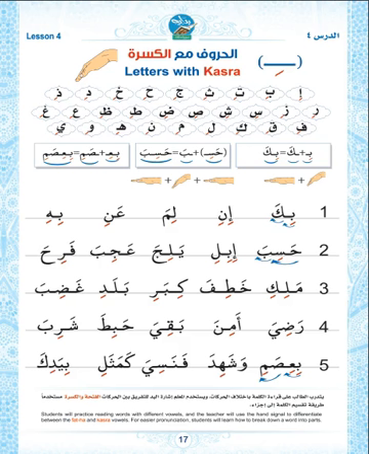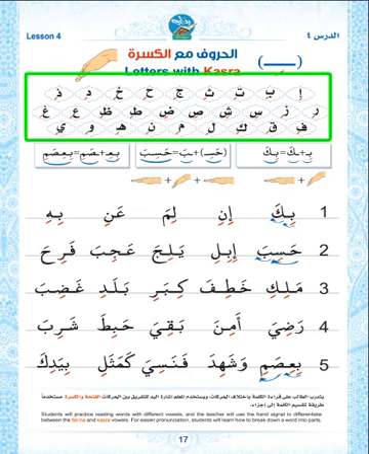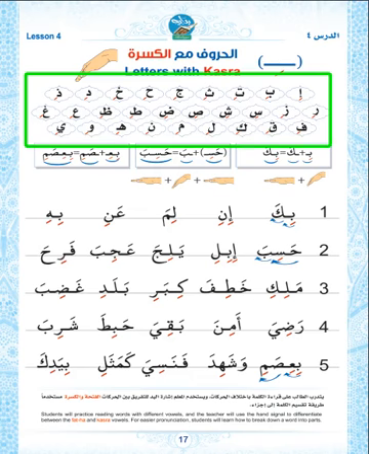Today's lesson is lesson 4, which discusses letters with kasra, and we will split this page into 3 main sections, similar to the lesson about fatha. The first section is mainly to familiarize the student with kasra and the sound it makes, as well as the fact that it's underneath the letter, unlike the fatha which was drawn on top of the letters.